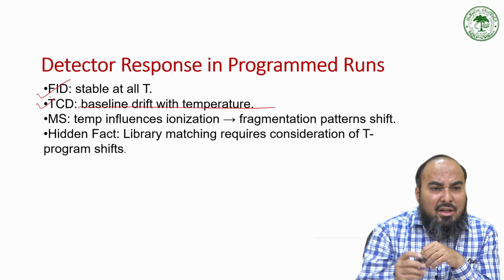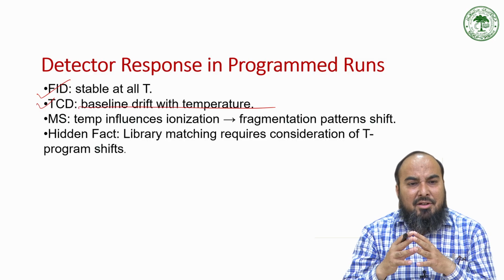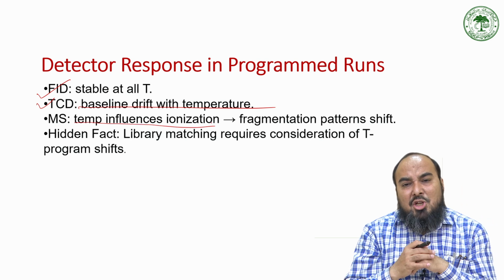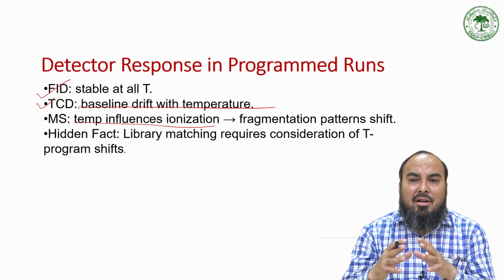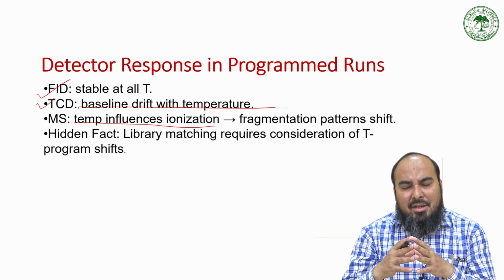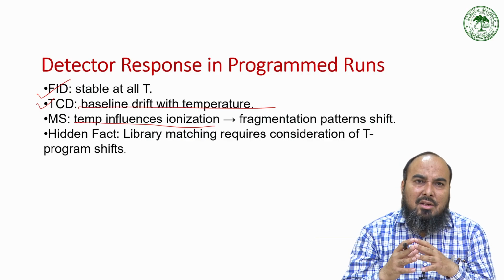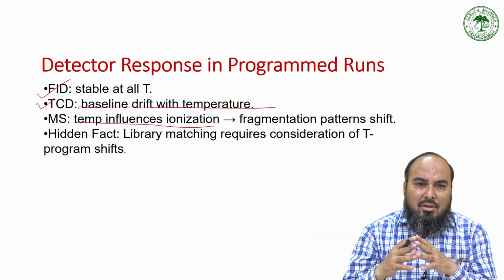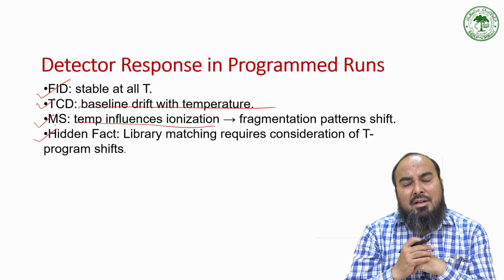Similarly, if you have a mass spectrometer, that is, if your GC is attached to a mass spectrometer, then there are chances that if you increase the temperature, ionization may increase, and if ionization increases, then the fragmentation pattern will shift. We have already seen while discussing GCMS that the cations are produced, and when they are directed towards the separation, they separate on the basis of m/z ratio. So you have to be very cautious while choosing the detector for a given type of separation.